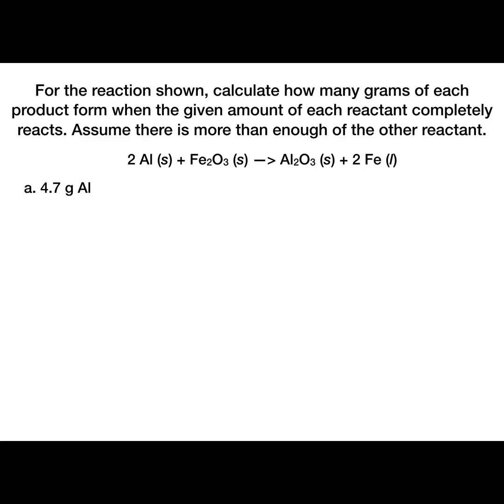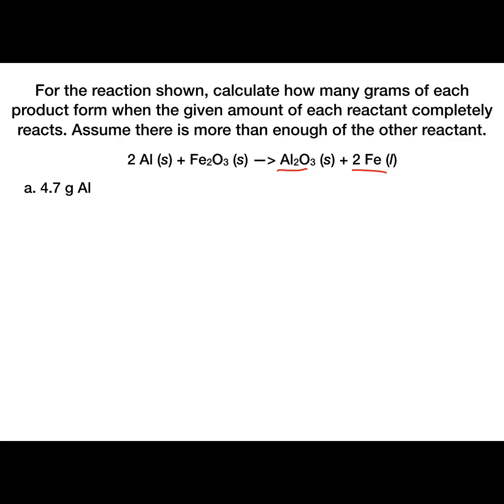Our next problem is, for the reaction shown, calculate how many grams of each product form when the given amount of each reactant completely reacts. Assume there is more than enough of the other reactant. Here we have our complete balanced chemical equation that we're going to use for our mole ratios. So the first part, it gives us 4.7 grams of aluminum. So how many grams of both products are formed?